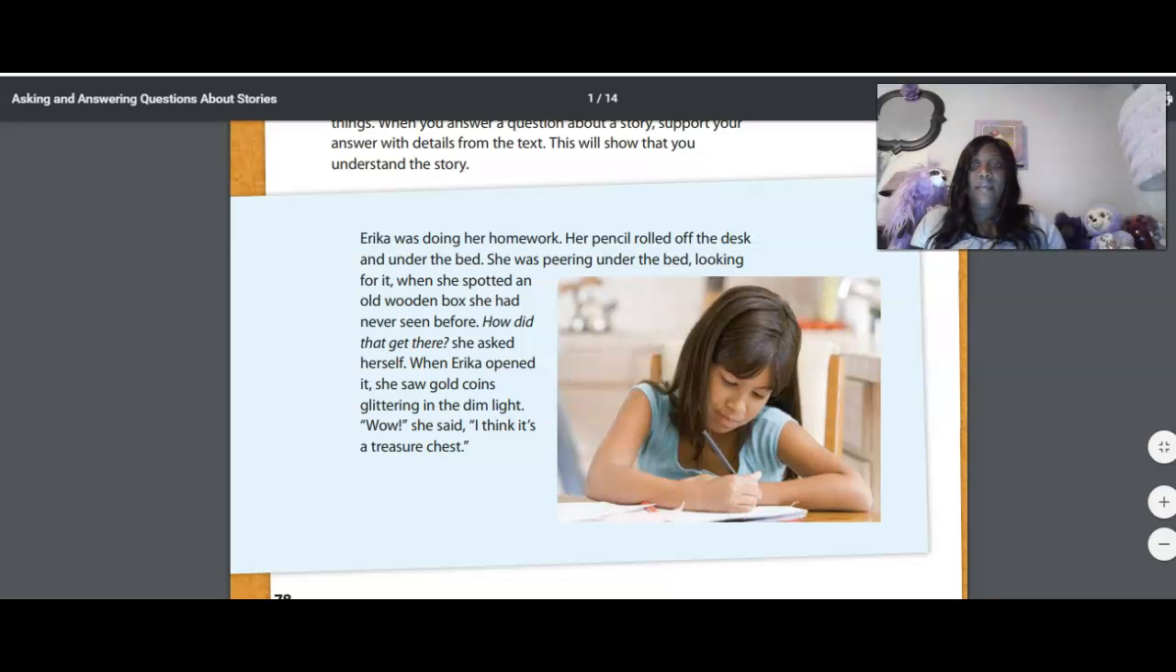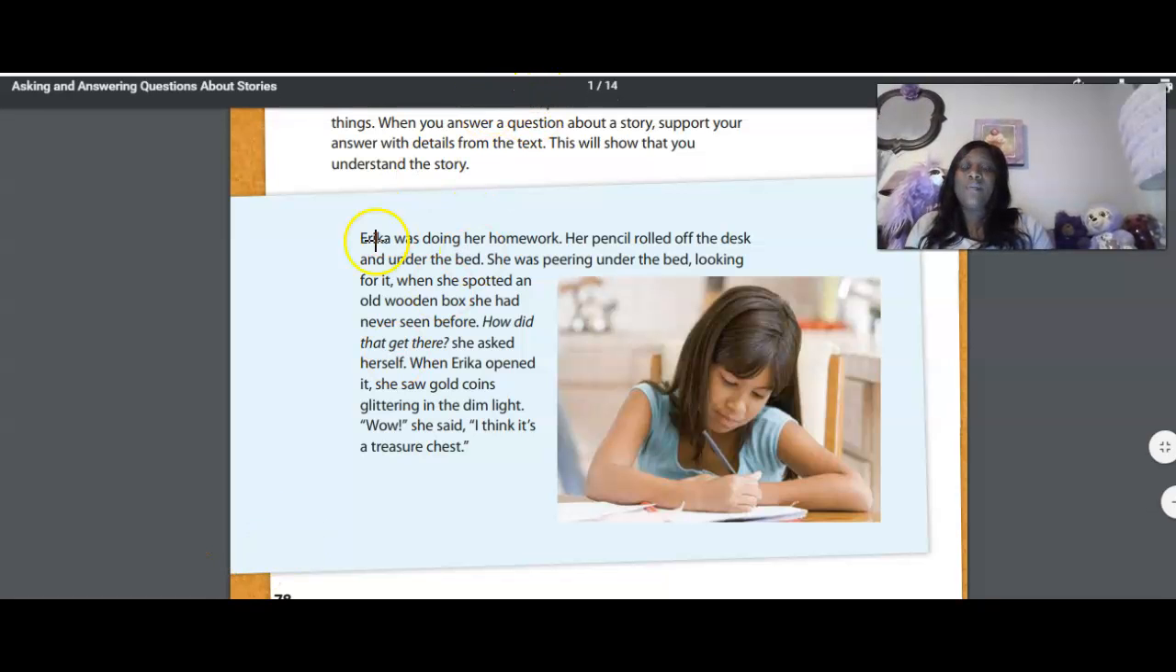Okay, so let's look at this short passage. Erica was doing her homework. Her pencil rolled off the desk and under the bed. She was peering under the bed looking for it when she spotted an old wooden box she had never seen before. How did that get there? She asked herself. When Erica opened it, she saw gold coins glittering in the dim light. Wow, she said. I think it's a treasure chest.